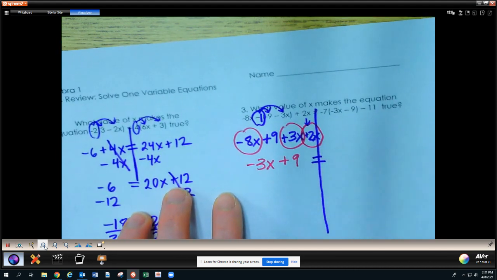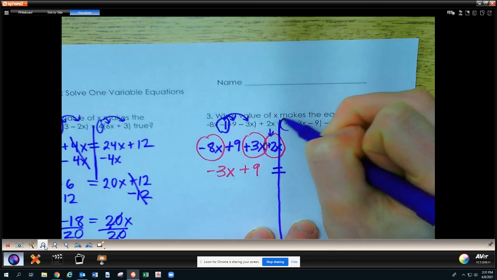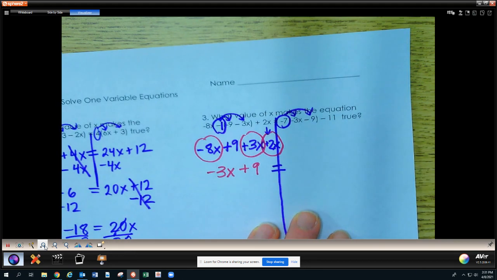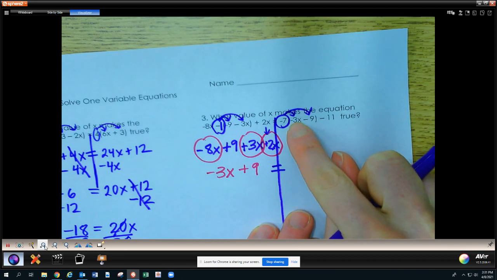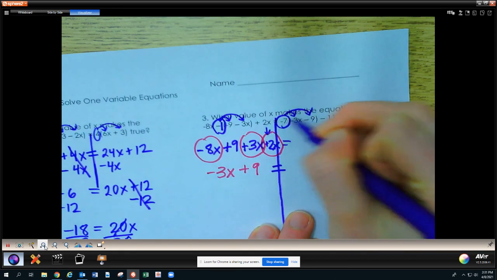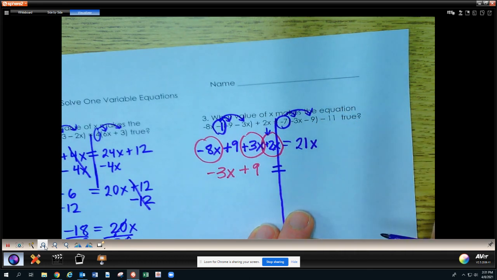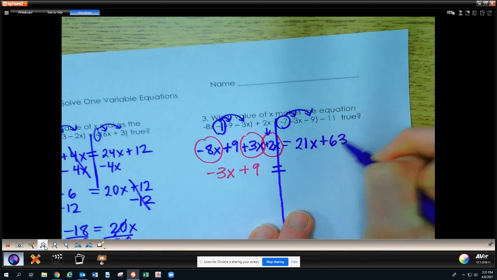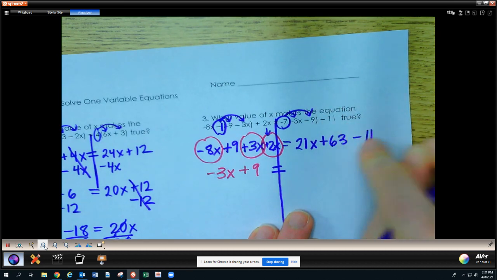Now we can clean up the right-hand side. So on the right-hand side, I've got a set of parentheses where I'm distributing this negative 7. Okay, just to these two terms in the parentheses. Negative 7 times negative 3x. I'm going to draw my equal sign. Negative 7 times negative 3 is positive 21. Don't lose your x. Negative 7 times negative 9 is positive 63. Just bring down that minus 11. There's nothing we need to do with it just yet.